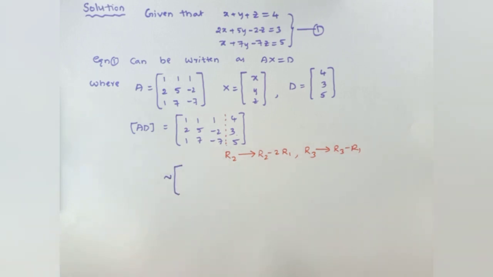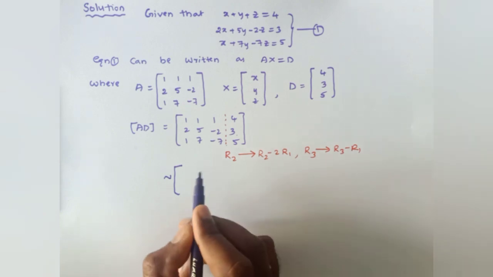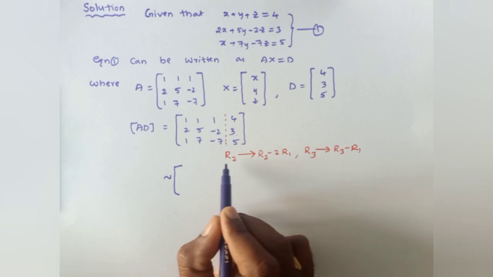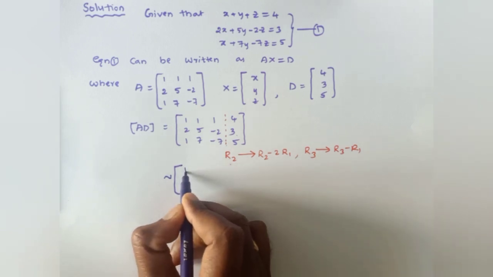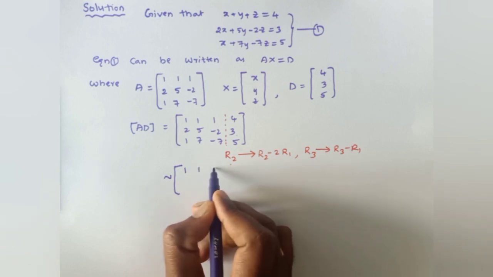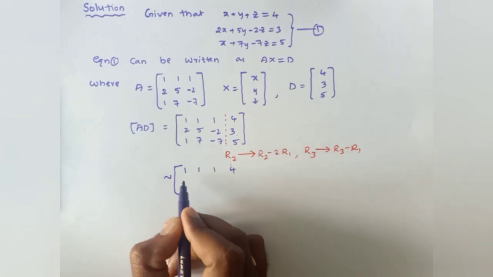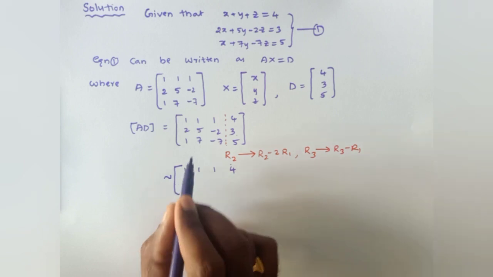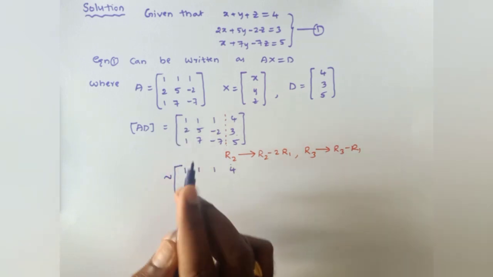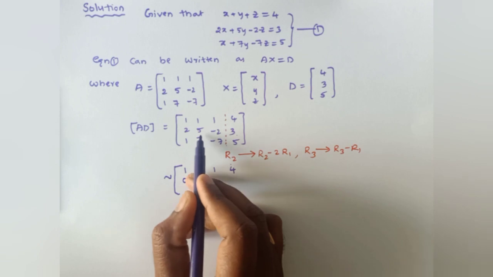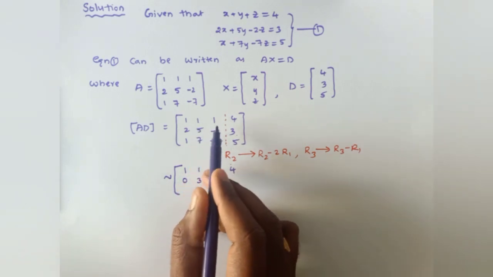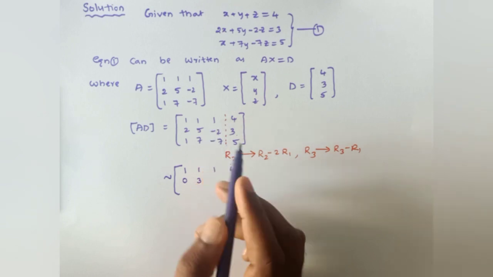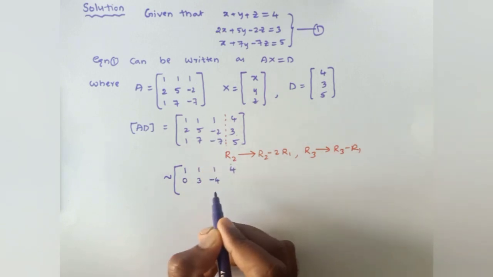If it is a determinant, then directly you can write it as the determinant equal to the determinant. Now here I'm applying only two row operations, on row 2 and row 3. Is there any change in row 1? No. 1 1 1 4 is as it is, and there is a change in row 2. Row 2: 2 minus 1 into 2 is 0, 5 minus 1 into 2 is 3, minus 2 minus 1 into minus 2, that is minus 4.